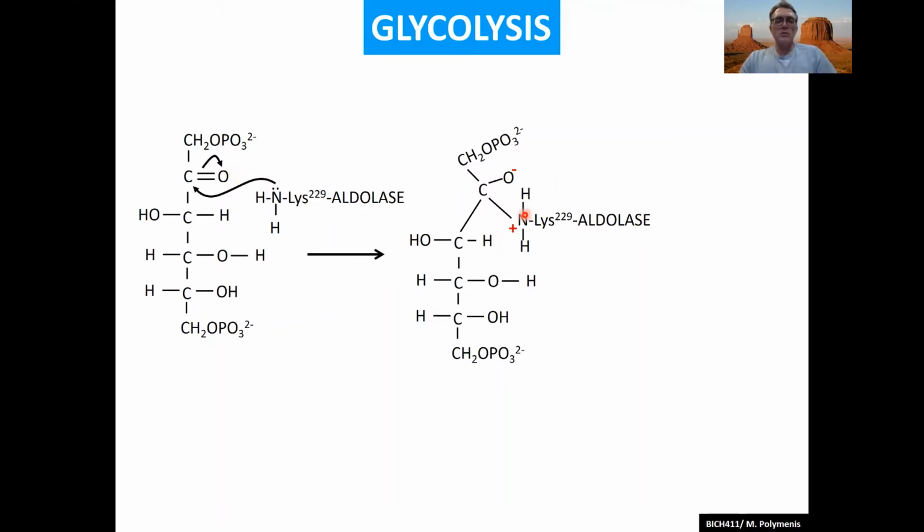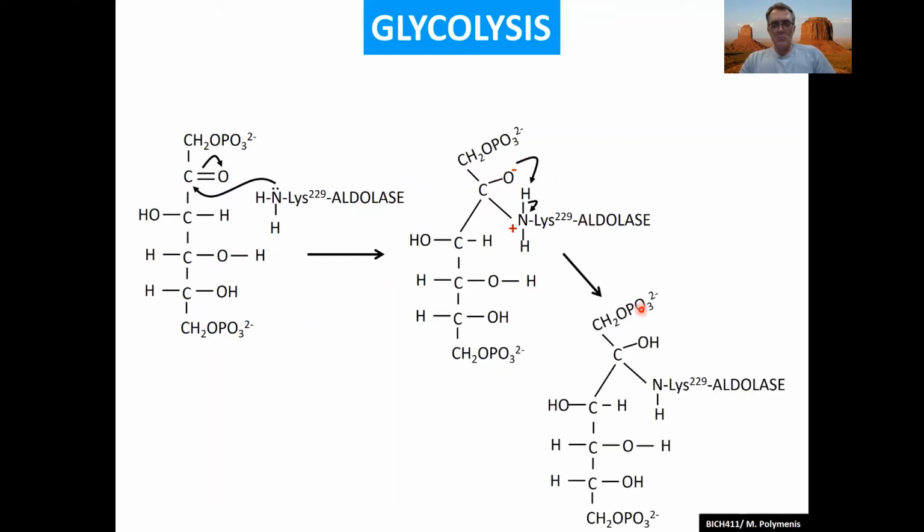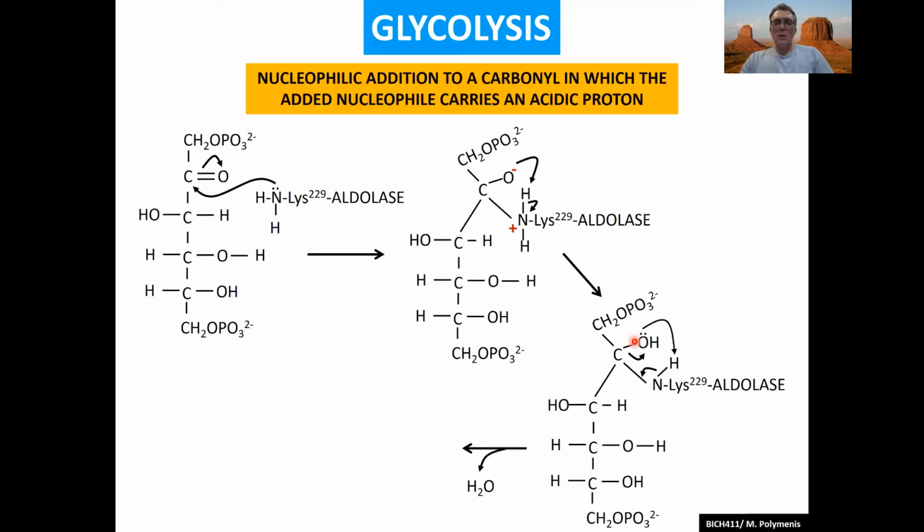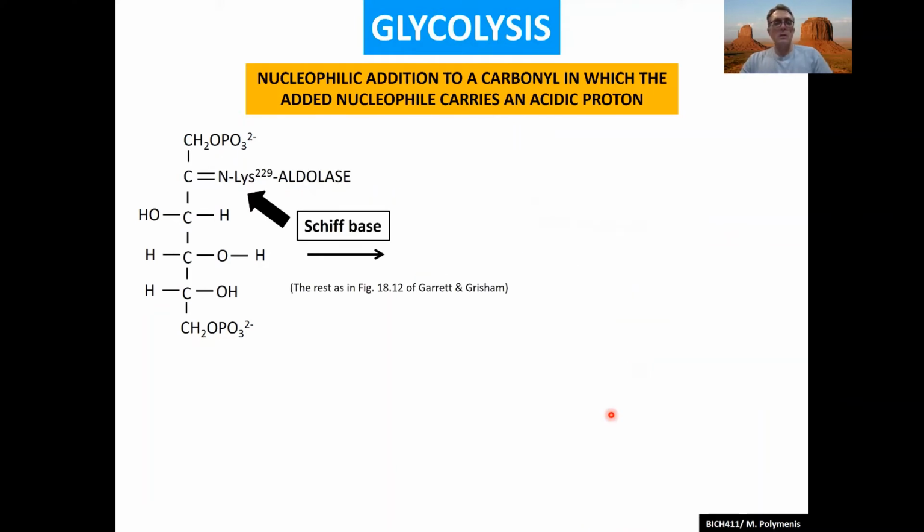So the nitrogen of the amino group on aldolase attacks. You have a hydroxycarbon here now. You keep going, it becomes a full hydroxycarbon. Then you dehydrate this moiety here, and you end up with a Schiff base. So why a Schiff base? Because that's actually a better electron sink, as it turns out.